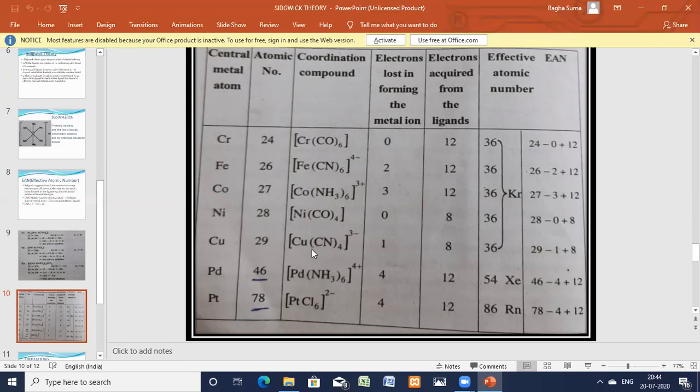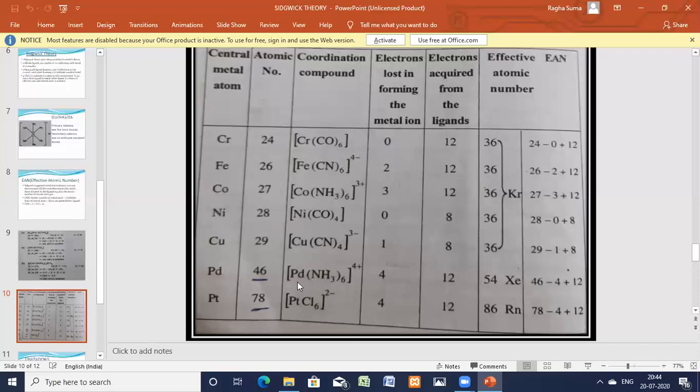So again, that goes to the RHS side, x is equal to 4 minus 3, it is nothing but 1. The copper is getting the oxidation state plus 1. So 4 into 2, 8 electrons donated by the ligand. So you'll be getting 36: 29 minus 1 plus 8.